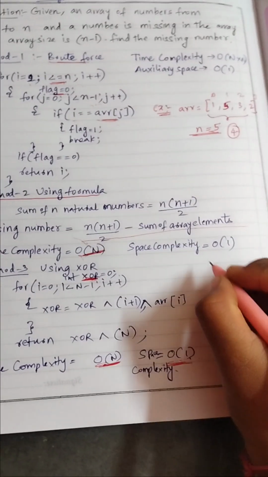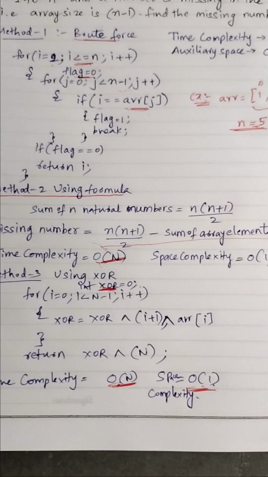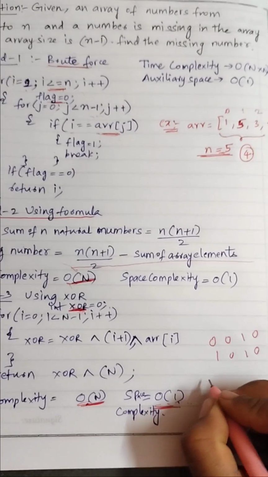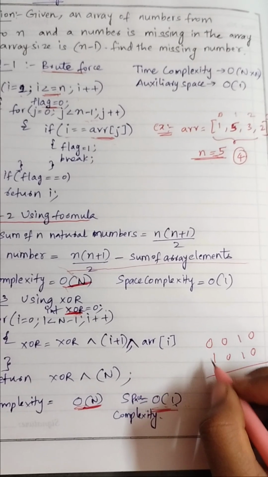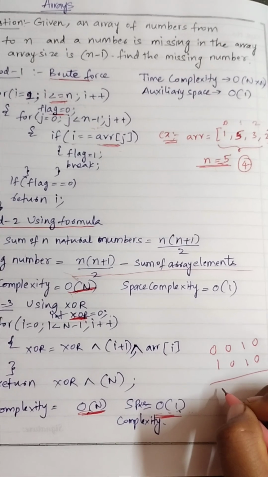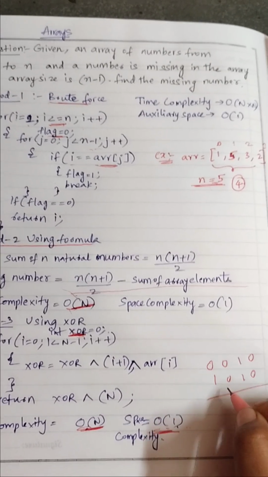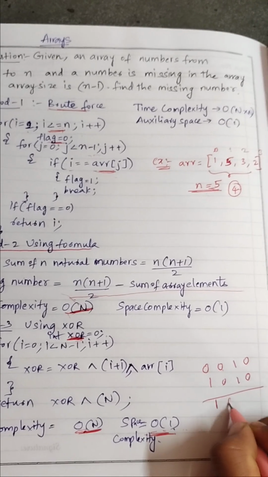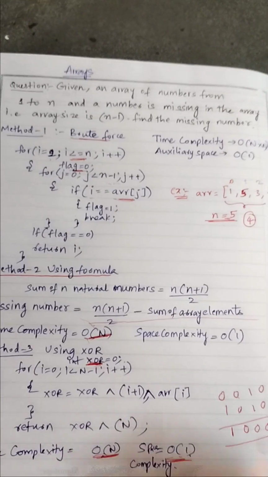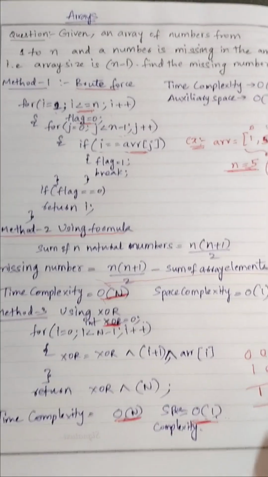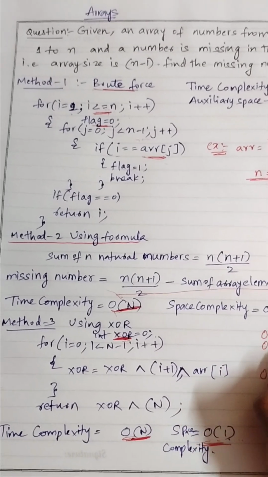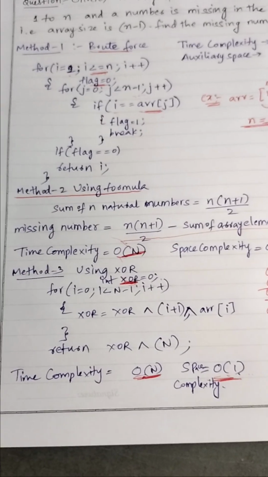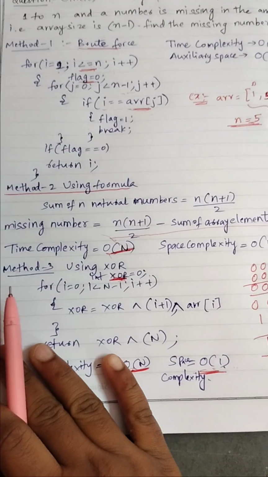What is the XOR operation? I will give a small example. XOR means, if there is the same number, then the output is 0, and if there are different numbers, different meaning 0 and 1, then the output is 1. So here both are different, so the output is 1. Here both are the same, so the output is 0. Here both are the same, 0. Here both are the same, 0. So this is the XOR operation. When we do XOR for similar numbers, the output is 0, and XOR of 0 with any number gives that number.